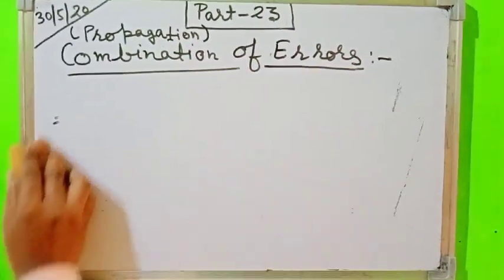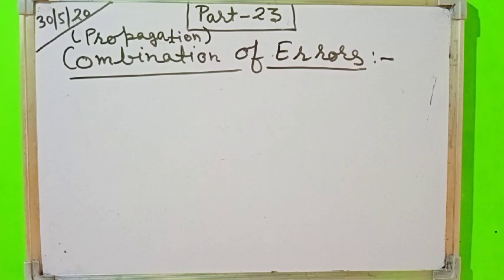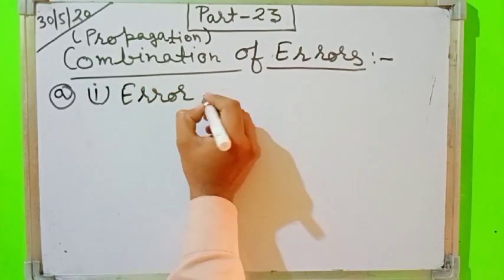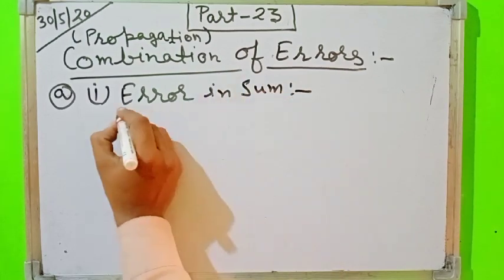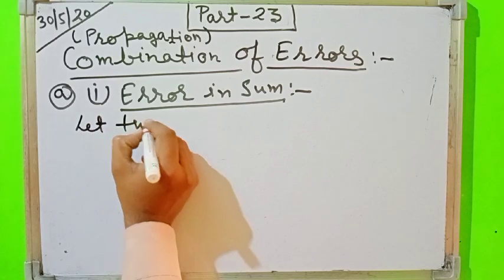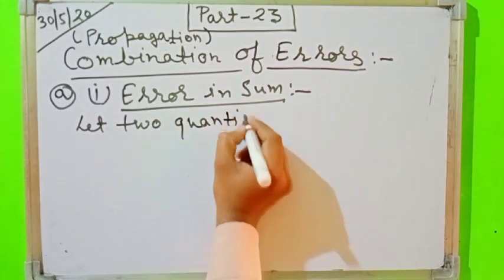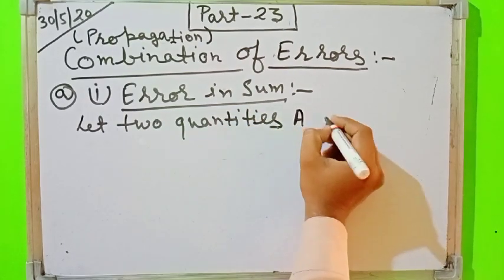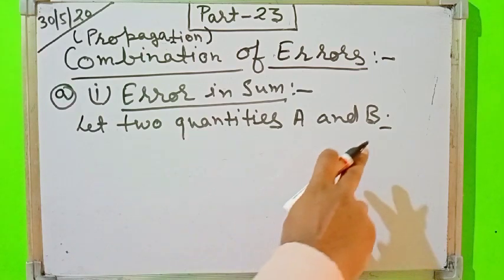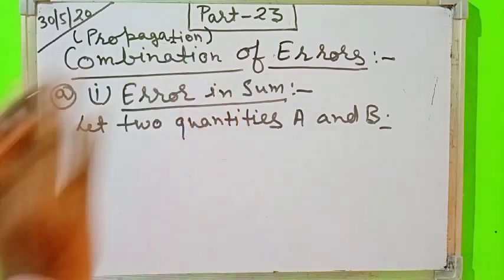The first rule, A, is error in sum. Error in sum means that if there are two physical quantities which are just added, how is the error propagating in the sum, that is z? Let there be two quantities A and B which have to be added to get the sum.